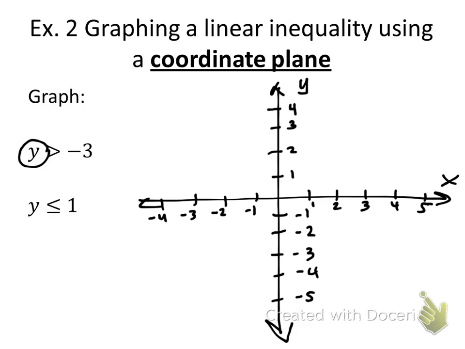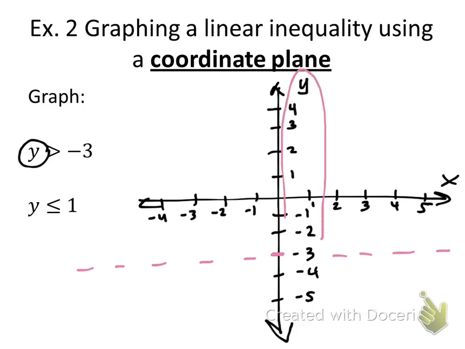So I look at my y-axis only, and I need to find -3 on the y-axis. It's right here. Am I going to have a dotted line or a solid line through that -3? It's going to be dotted because it's just a greater than sign. Okay, and now I need to look at my y-axis only. It's y is greater than -3.